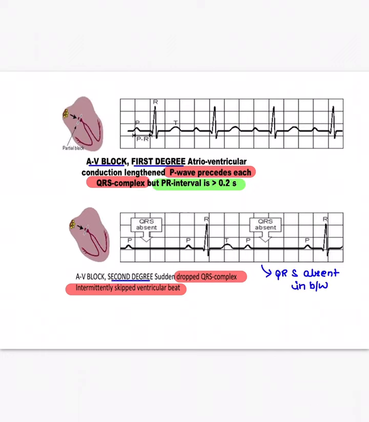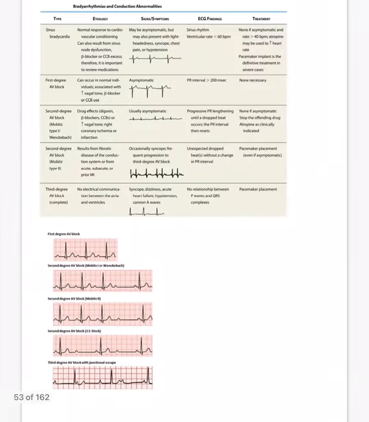Then you have the first degree block. See what happens: the PR interval is more than 0.2. What was the normal? 0.12 to 0.20. Now second degree heart block: the PR interval increases progressively until it drops a beat. That is type 1. So this was about your type 1 and type 2.